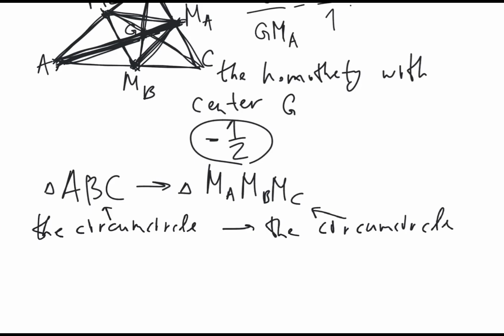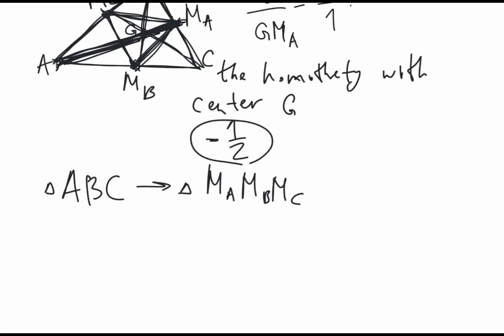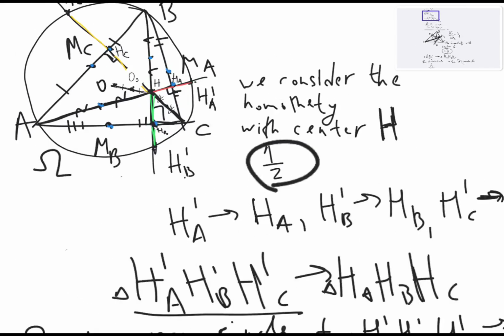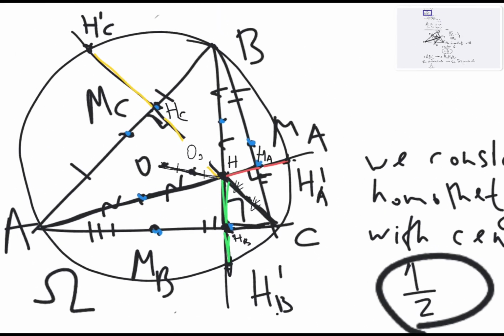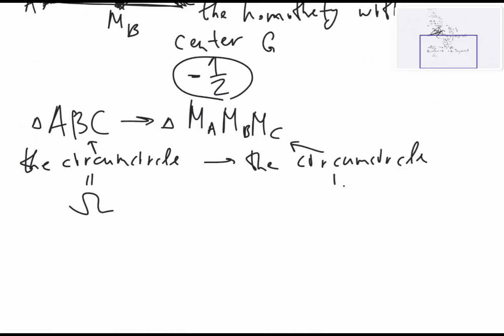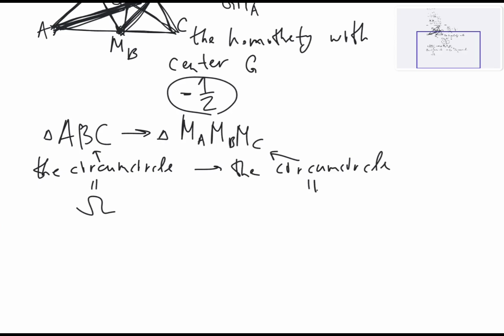And the circumcircle of the triangle ABC, this is the same large circle omega. And the circumcircle of MA, MB, MC, this is again the 9-point circle, because we proved that all 9 points, both the feet of the altitudes and the midpoints of all sides, they all lie on the same circle, on the 9-point circle. So this is again the 9-point circle omega 9. So omega is mapped to omega 9 again after this different homothety with negative coefficient.